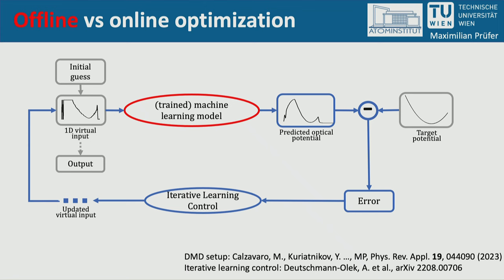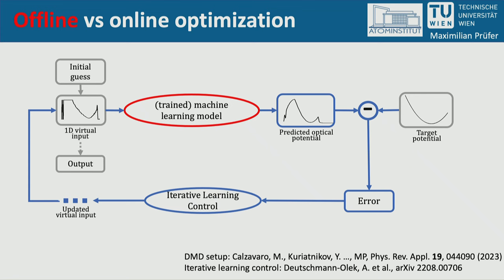So what did we do? This is how the optimization works. You have some initial guess. You generate the 1D virtual input. You feed it into your machine learning model. You get some predicted optical output, compare it to your target potential, calculate the error, put it in this black box, which is the iterative learning control, and you update the virtual input. And this you do for many iterations, such that you are happy with the result, okay?